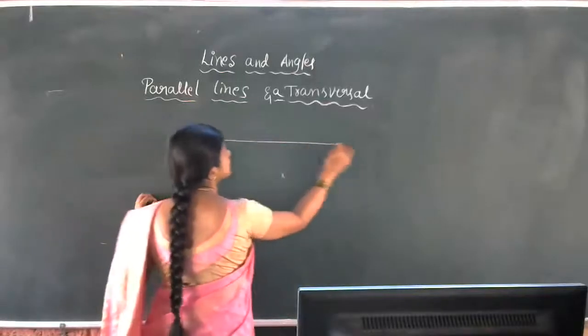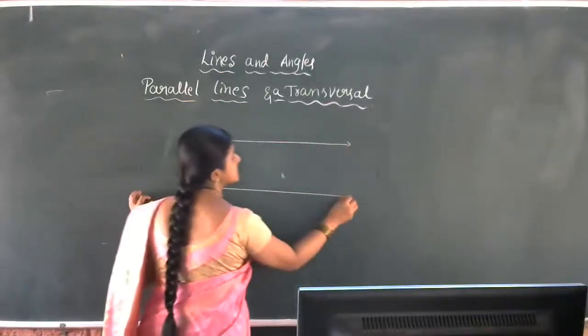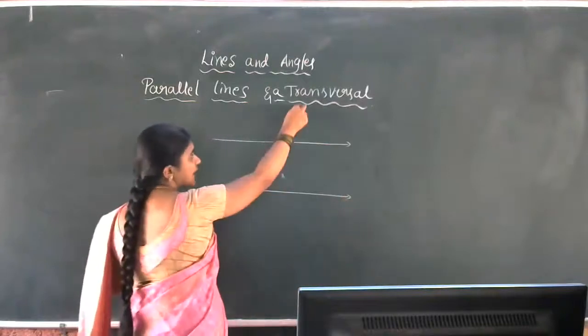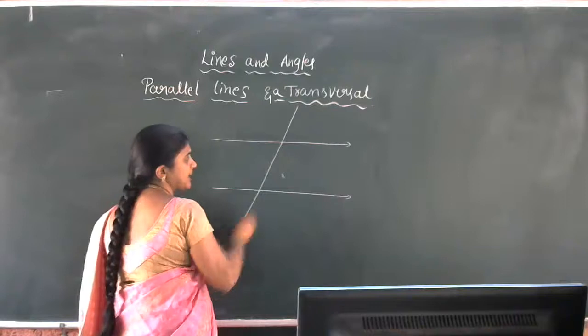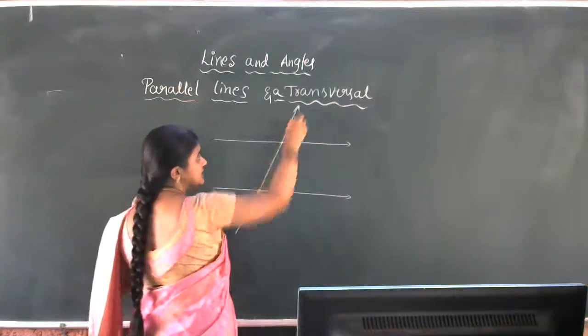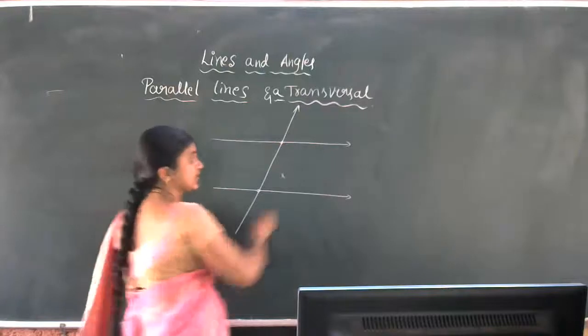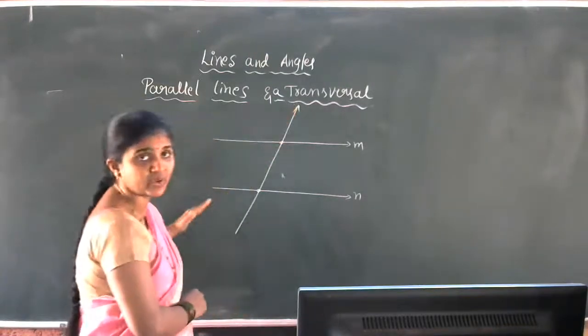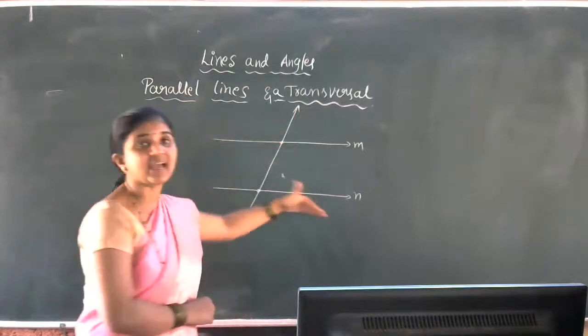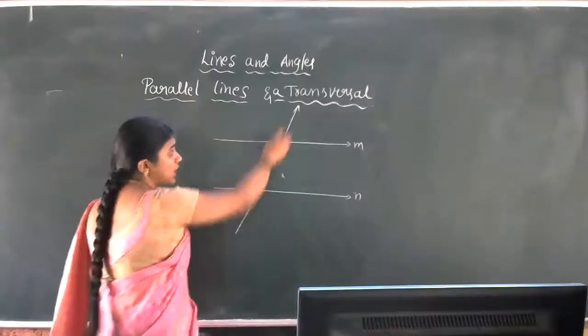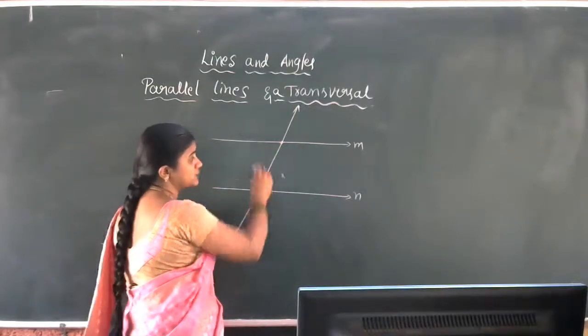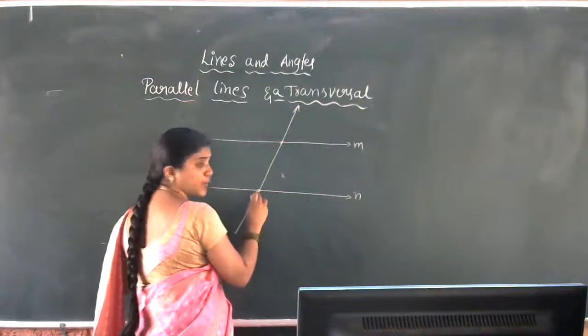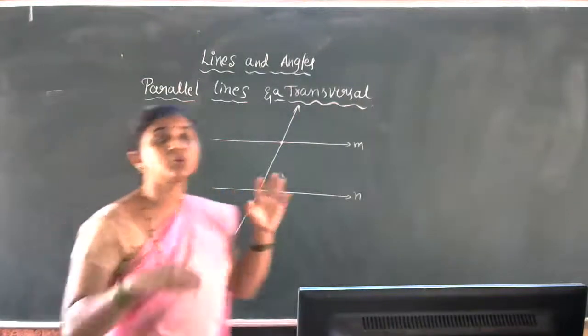Okay. So, see here, I'll consider two parallel lines. If one line meets these parallel lines in two distinct points, this line is called a transversal. Let us name these parallel lines M and N. Then this line acts like a transversal for these parallel lines M and N. When we draw the transversal, we can observe that it intersects the parallel lines in two distinct points. There we can observe angles, right?